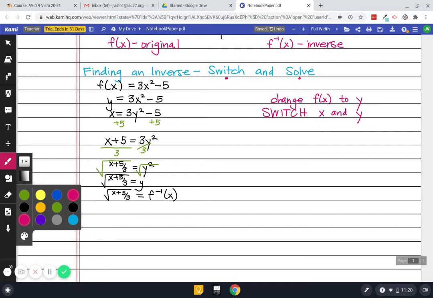The other one was solve, because the next part of the process was we used inverse operations, plus to cancel a minus, squared or square root to cancel squared. And then that essentially got us to here. And then we finish by writing f inverse of x. Right, that was our final step once we had done all the work. So that's the process. We switch it and we solve it.